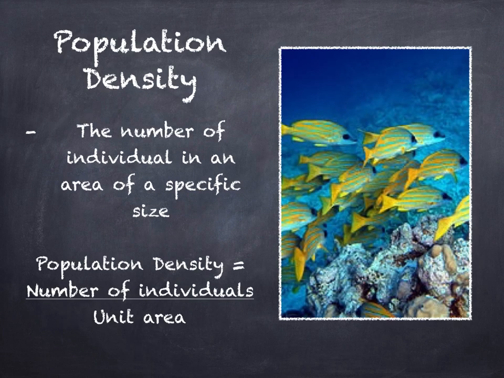Population density. Sometimes an ecologist needs to know more than just the total size of a population. In many situations, it is helpful to know the population density, the number of individuals in an area of a specific size. Population density can be written as an equation. Population density is equal to the number of individuals divided by unit area. For example, suppose you counted 20 butterflies in a garden, measuring 10 square meters. The population density would be 20 butterflies per 10 square meters, or 2 butterflies per square meter.